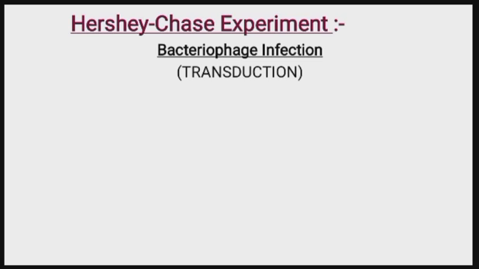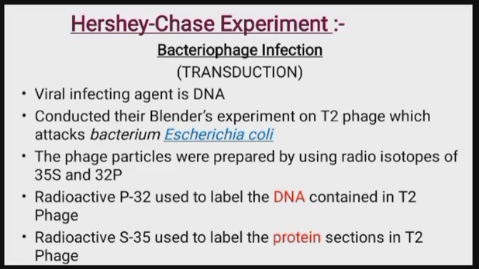Now, the Hershey-Chase experiment, which is also the transduction experiment. The Hershey-Chase experiment was conducted in 1952 by Alfred Hershey and Martha Chase and identified DNA to be the genetic material of phages. What is a phage? A phage is a virus that infects bacteria. It consists of a protein coat that encloses the double-stranded DNA. Hershey and Chase designed an experiment using radioactive isotopes of sulfur and phosphorus to keep separate track of the viral protein and nucleic acid during the infection process. They used the T2 bacteriophage and the bacterium Escherichia coli.